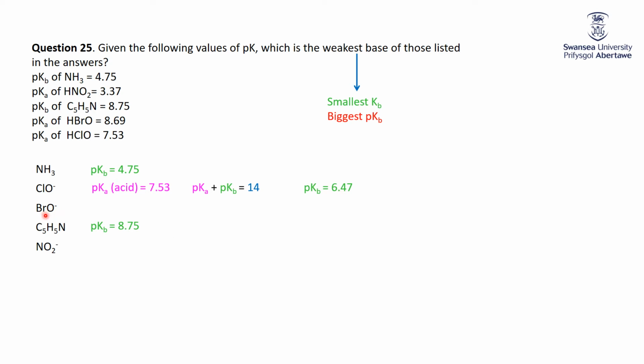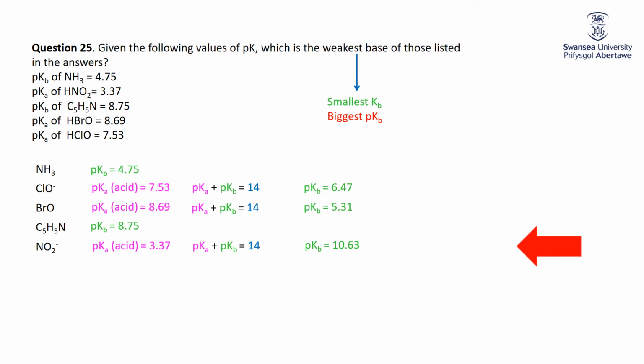Same thing now for BrO minus, which comes from HBrO. pKa of the acid, 8.69. So the pKb of the base that we're interested in, 14 minus 8.69, 5.31. And finally, NO2 minus, pKa of the acid is 3.37. So the pKb of the base is 14 minus that, which is 10.63. So ultimately, we want the weakest base. The weakest base is the one with the biggest pKb. Which one has the biggest pKb? NO2 minus.